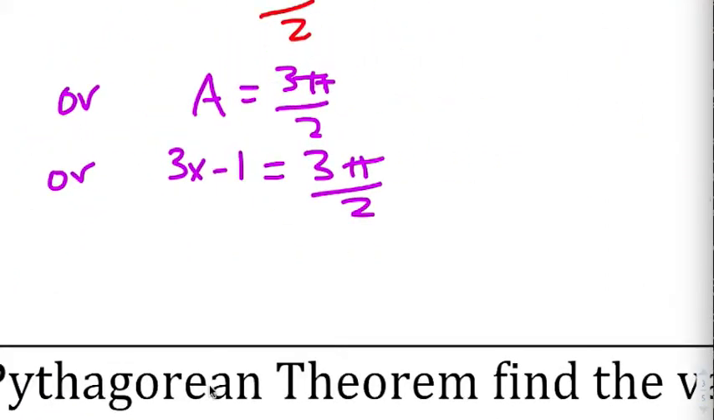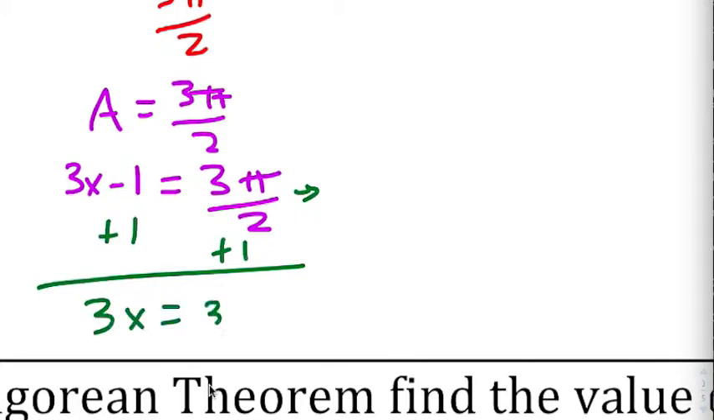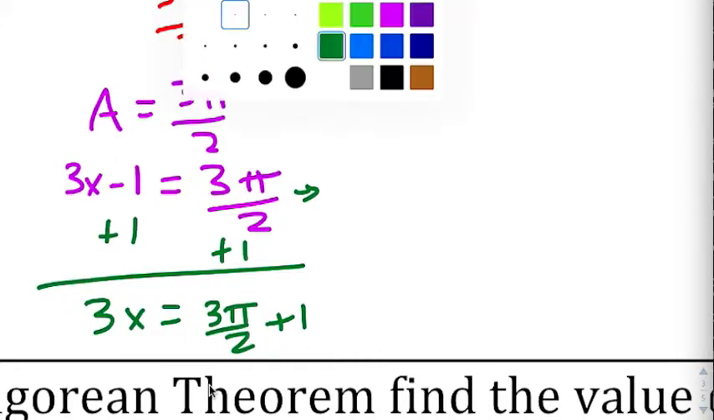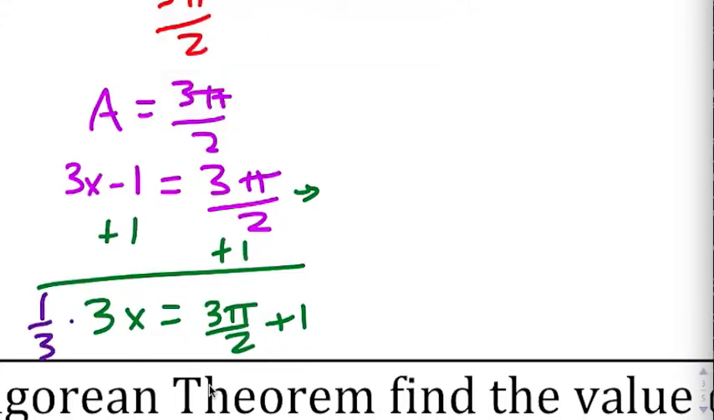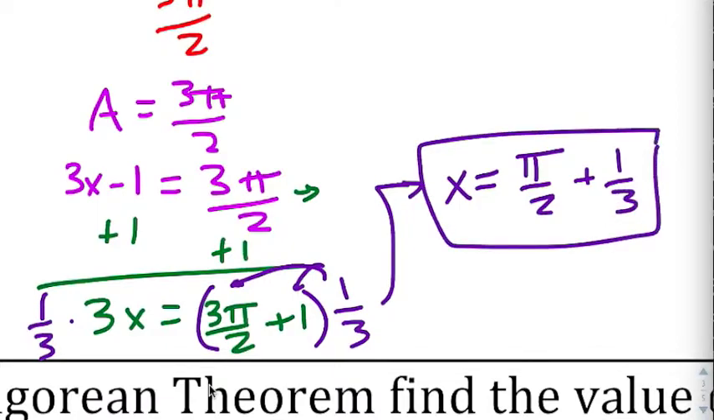Let's do the same thing over here. This should be no different. And so we add 1 to both sides. So we have 3x is equal to 3 pi over 2 plus 1. And then I will multiply by a third, multiply by a third. And so my final value of x should be the result of a distribution problem. And so this should be pi, let's see, so the 3's cancel, so it'll be pi over 2 plus a third. So a little phase shift, okay?